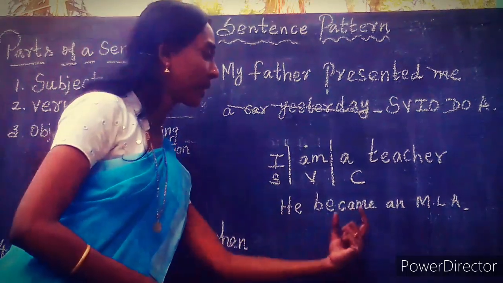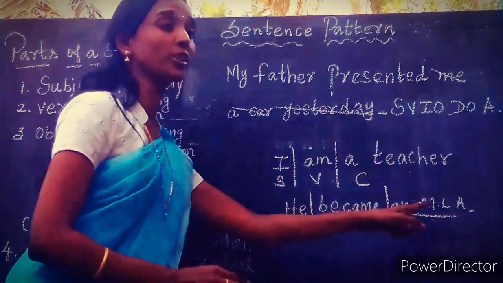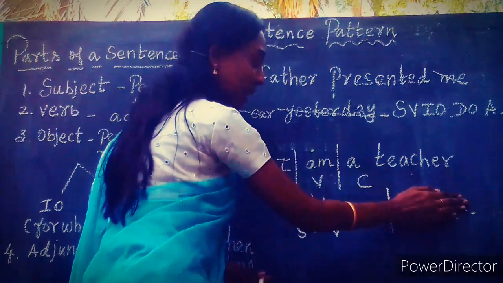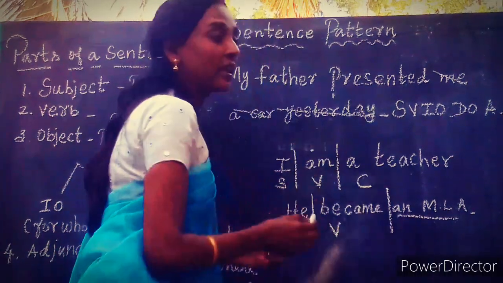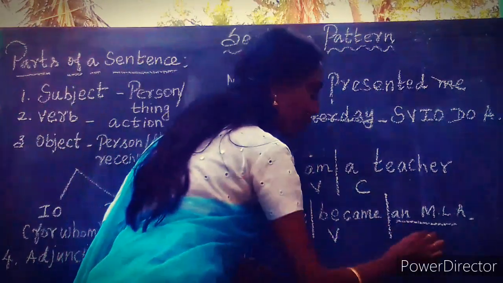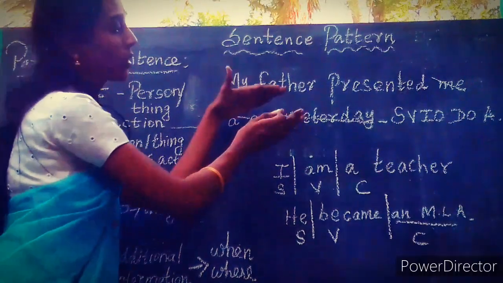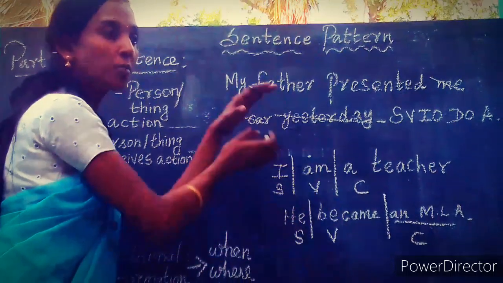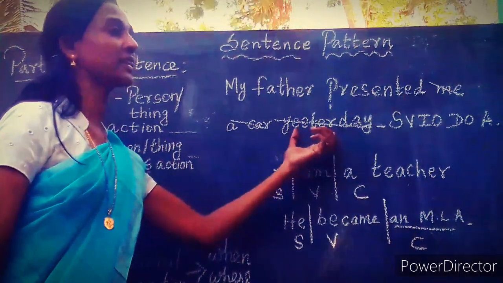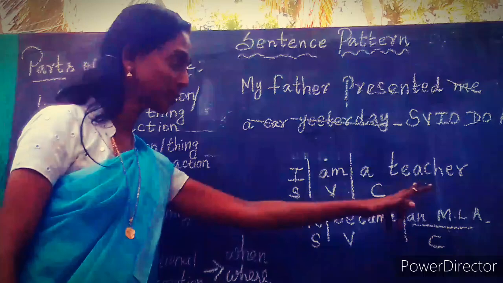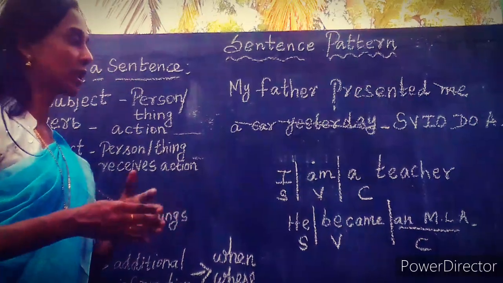See here, he became an MLA. Subject, verb. What about this? This is not an object, because if we hide this, it becomes an incomplete sentence. So only with an MLA it becomes complete, right? So it is also complement part. Clear? Do you still have any doubts between object and complement? Object or adjunct, those are all additional information. Without object and adjunct, that may be a complete sentence, but without the complement, that should not be a complete sentence.